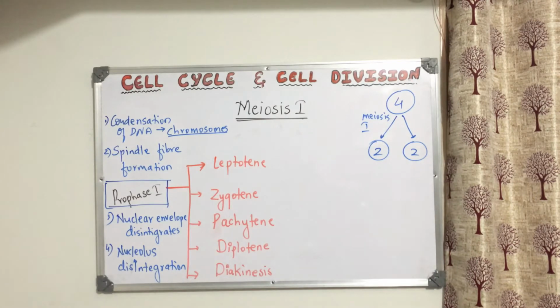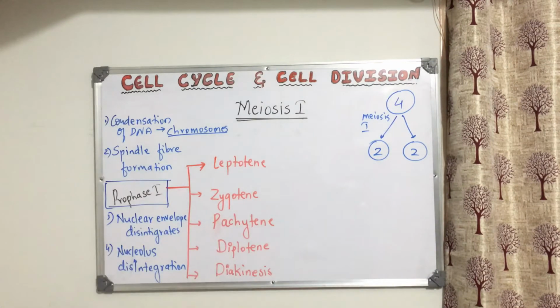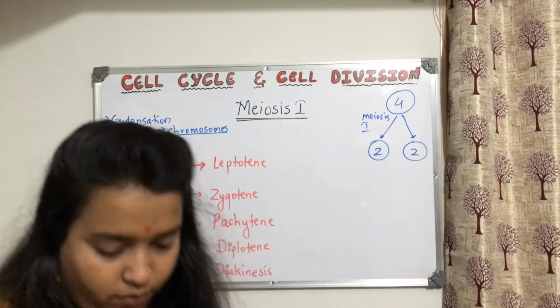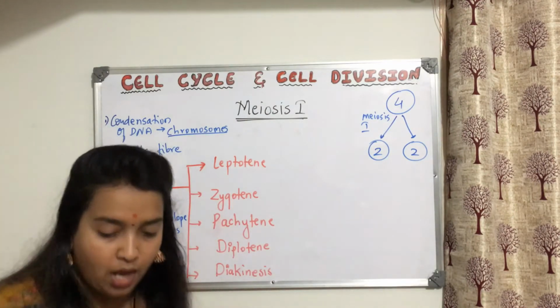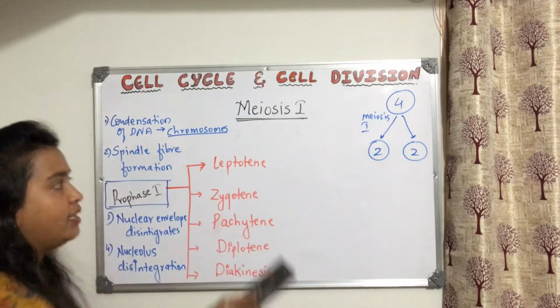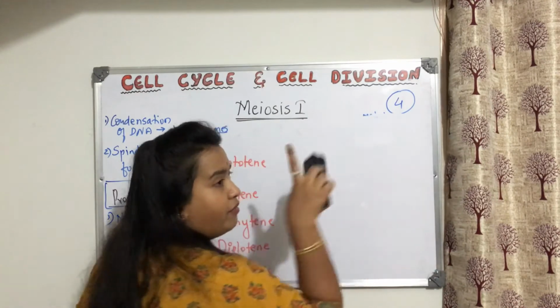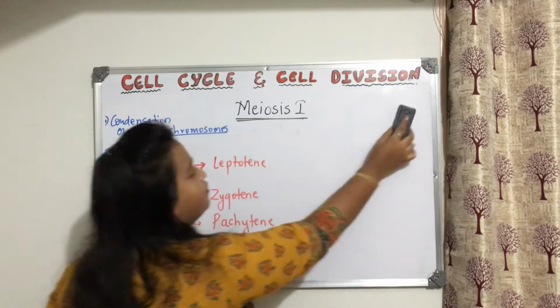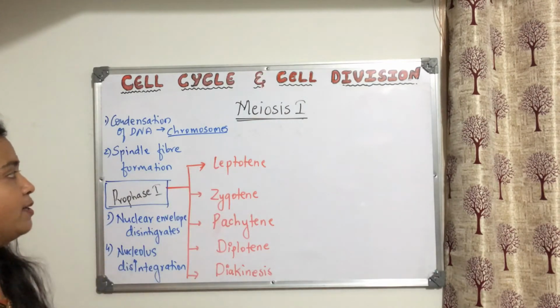Fine. So, see here, we will now discuss in detail all the stages. First, let us start with leptotene. And this blueprint, I think you have written somewhere in the corner. I will be rubbing this. Remember, from 4 we have to form 2. It will take time. However, I am going to explain only these stages.